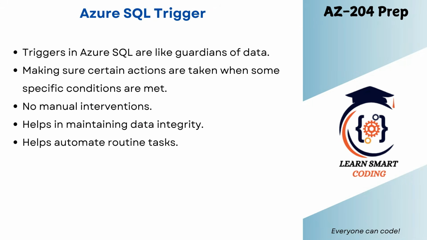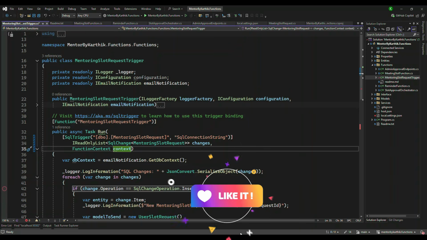Triggers in Azure SQL are like automated guardians of your data. They ensure that certain actions are taken when specific conditions are met, all without manual intervention. This not only helps in maintaining data integrity but also in automating routine tasks that would otherwise require constant monitoring and manual execution. So here's the idea of this function.